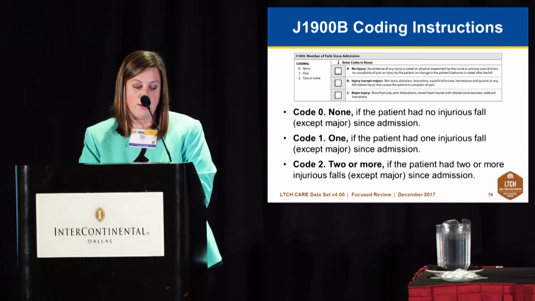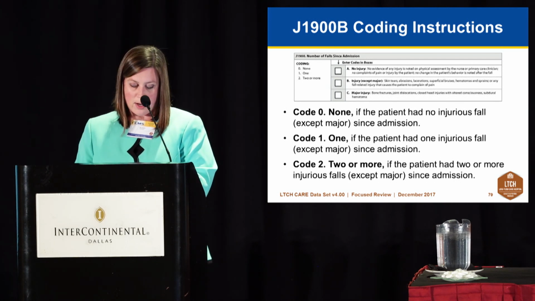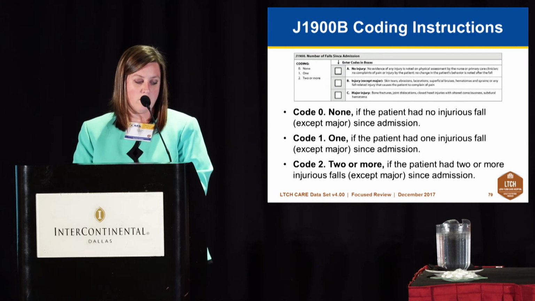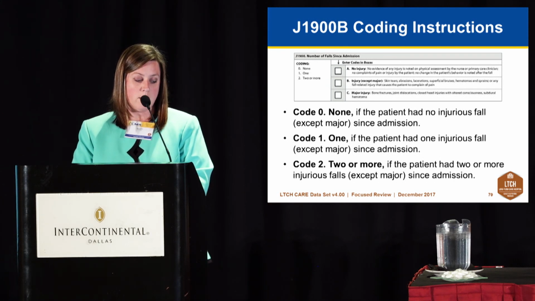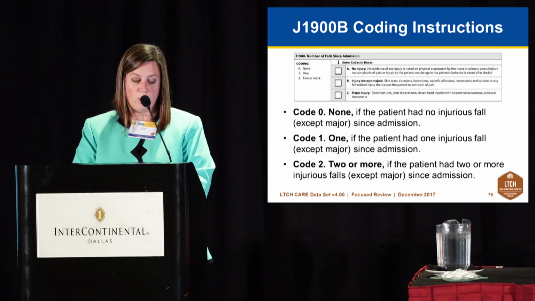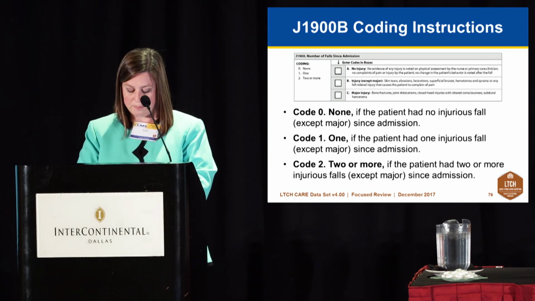And then similarly for J1900B, we would also want to code this section independently. So we want to code 0, none, if the patient had no injurious falls except major. We want to code 1 if the patient had 1 injurious fall except major since admission. And then we want to code 2 or more if the patient had 2 or more injurious falls except major since admission.